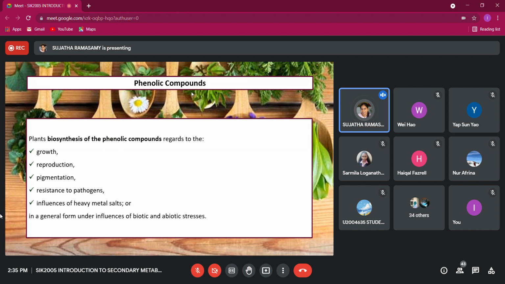The biosynthesis of phenolic compounds is important in the growth of the plant and in reproduction. They give pigmentation, for example anthocyanin gives pigment. They also give resistance to pathogens. Phenolics help protect the plants from any pathogen attack. It will also influence heavy metal salt. So these are the importance of phenolic compounds in the plant.